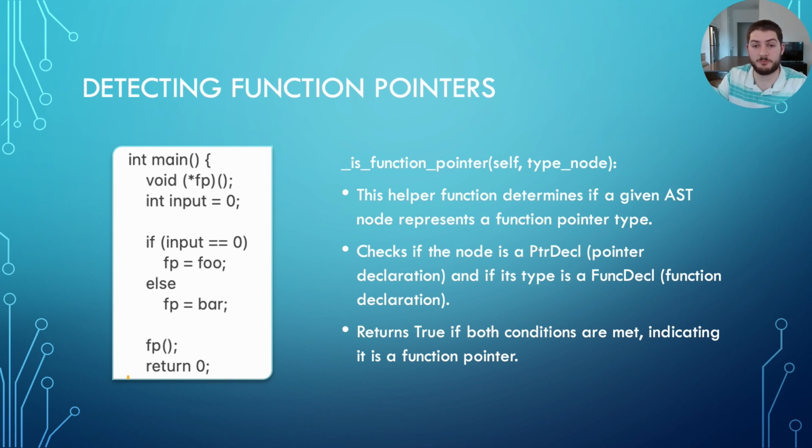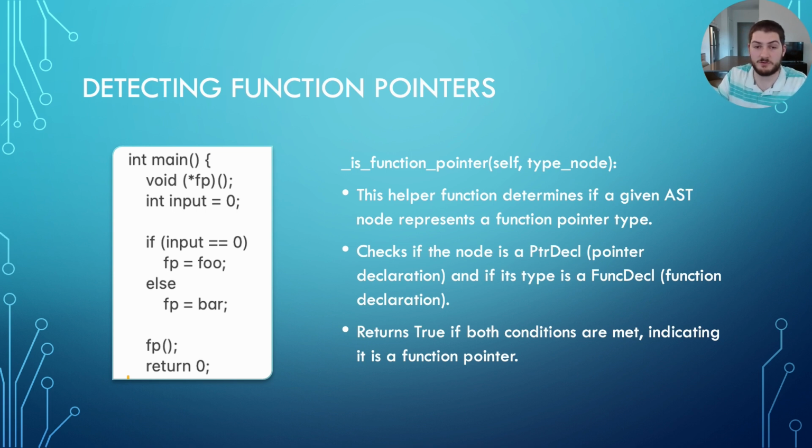This task is accomplished by the helper function isFunctionPointer, the primary responsibility of which is to examine a given node within the AST and determine whether that node represents a function pointer type. To achieve this, it performs a series of checks on the structure of the AST node. First, it checks if the node is an instance of pointer declaration. Since function pointers are by definition pointers to functions, this criterion must be met.